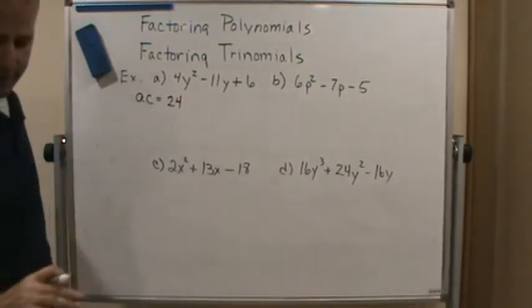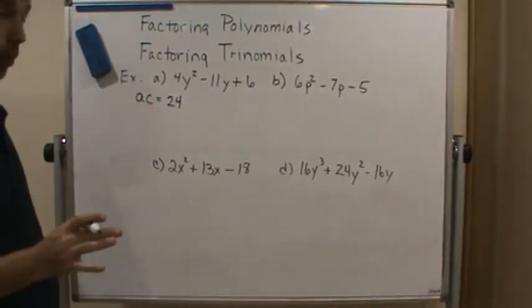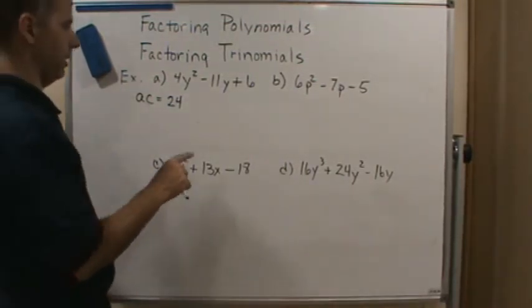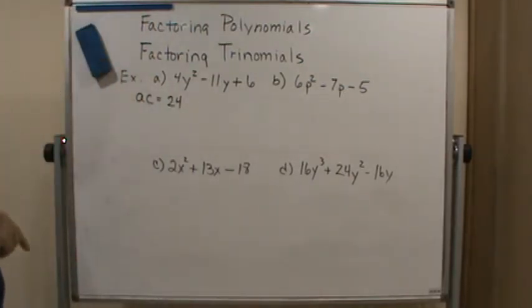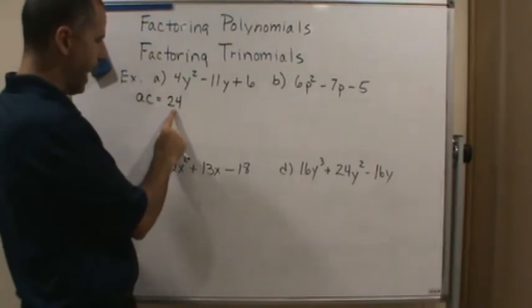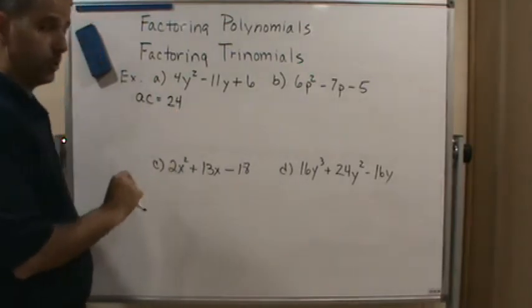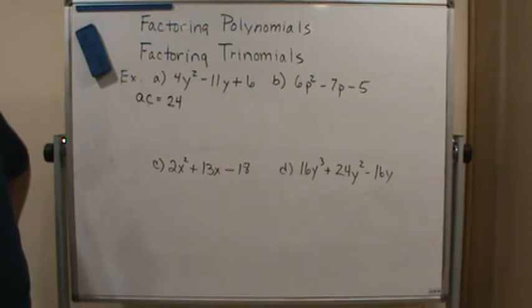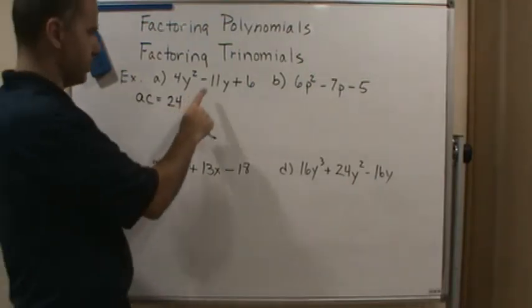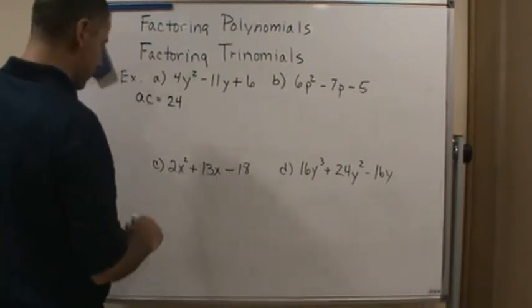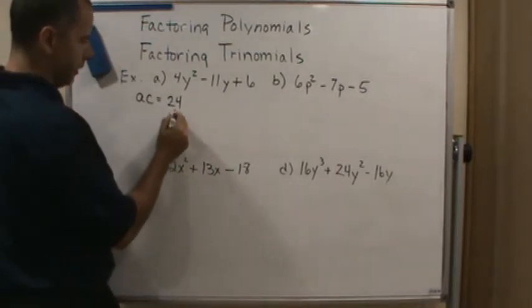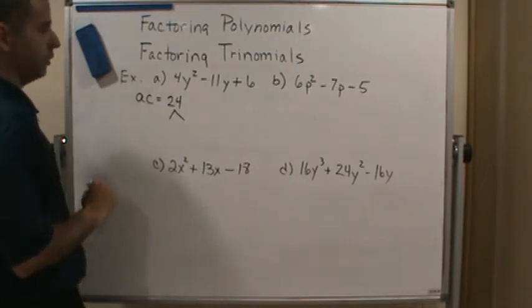So now what I need to find is two factors of 24 that add to negative 11. Okay? Now, since this is positive, then the two factors either have to be both negative or both positive. And since the middle term is negative, that tells me that they both have to be negative. So what are two factors of 24 that are negative that will add to negative 11?